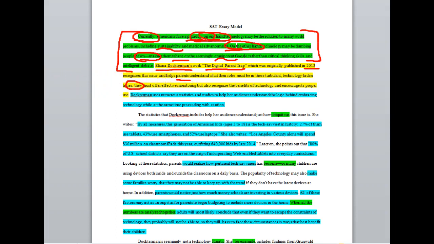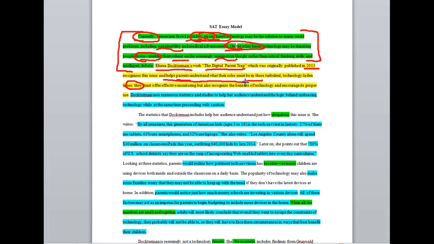And we have the purpose. It says recognizes this issue and helps parents understand what their roles must be. That would be the purpose. Okay, so we've got all parts of At SOAP there. At SOAP shows your ability to really pick out pertinent information and summarize what the passage is about. That's why you would get points there for reading comprehension if you could do that effectively.